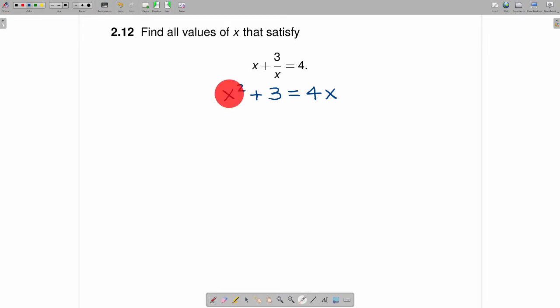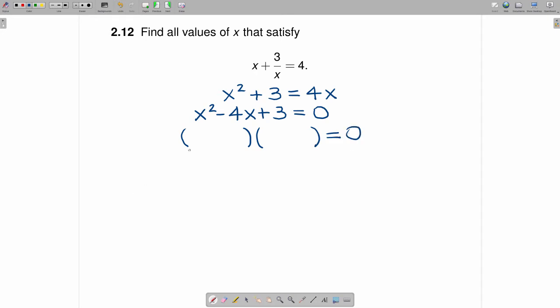The next step is to recognize that if we could bring this 4x over onto the other side of the equation, we'd have a quadratic equation. So subtract 4x from both sides of the equation, and when you subtract 4x from the left-hand side of the equation, you get x squared minus 4x plus 3, and when you subtract 4x from the right-hand side of the equation, you get 0.